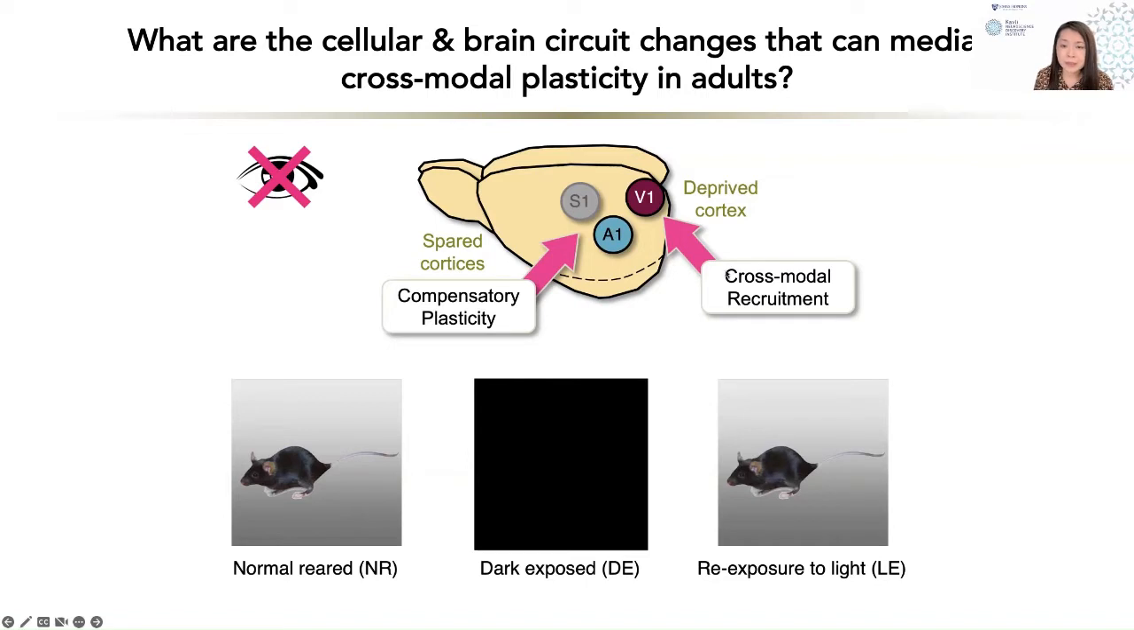Of course, in this particular case, when we're depriving vision, we'll be looking at plasticity that could be the cellular basis for cross-modal recruitment. We looked at A1, the primary auditory cortex, to look for signs of compensatory plasticity.